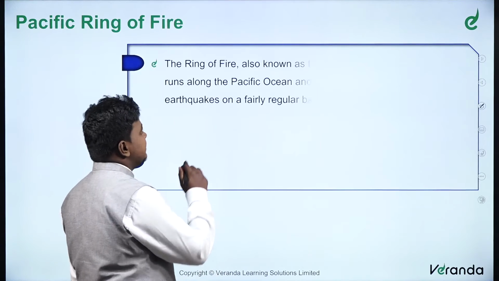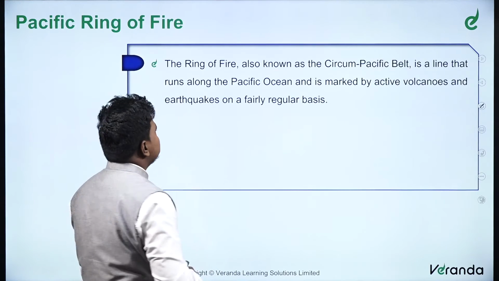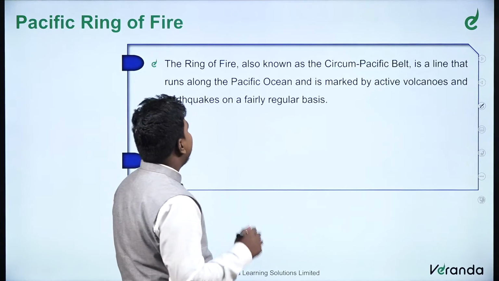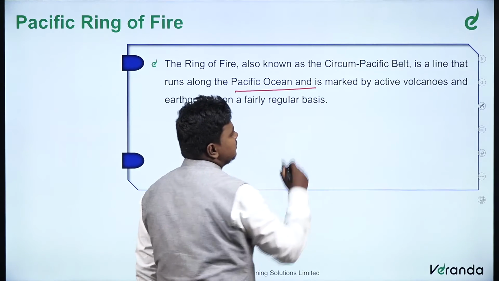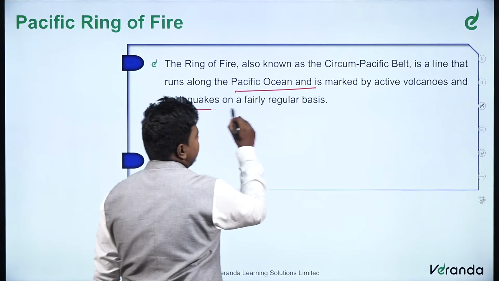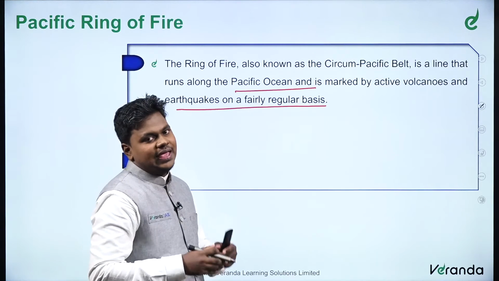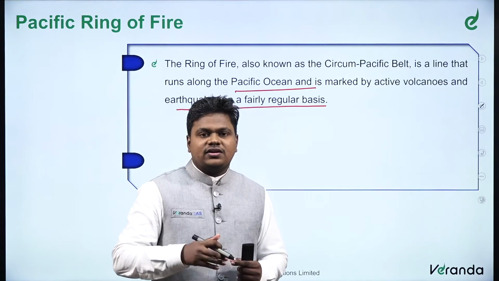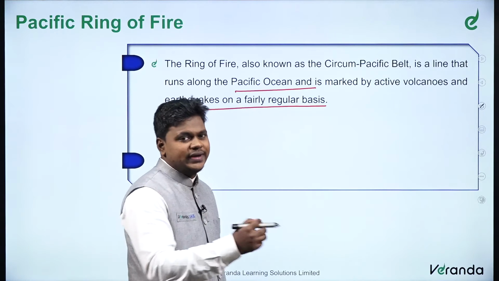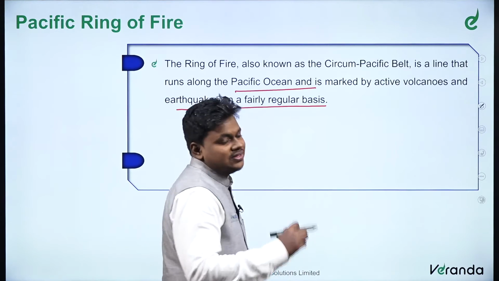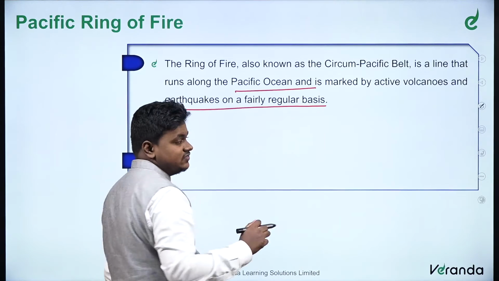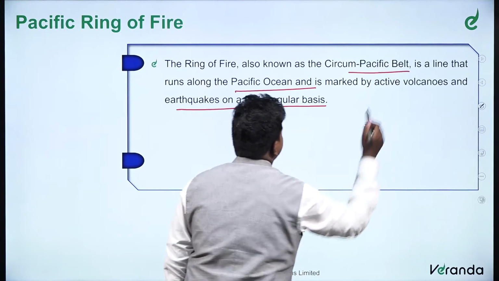Further, let's see about the Ring of Fire. The Ring of Fire, also known as the circum-Pacific belt, is a line that runs along the Pacific Ocean, marked by active volcanoes and earthquakes on a fairly regular basis. Earthquakes are actually a common event in this Pacific Ring of Fire. Each and every day there will be seismic and tectonic activity in this region of the circum-Pacific belt.